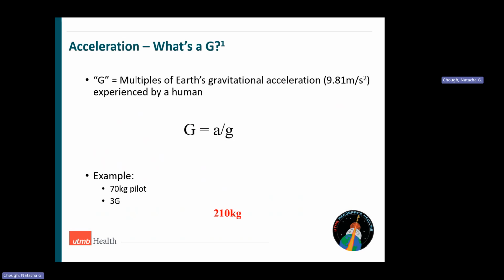So for an example to put this into context, if you had a 70-kilogram pilot who's experiencing 3 Gs, what would that feel like to the pilot? It would feel like he's 210 kilograms.